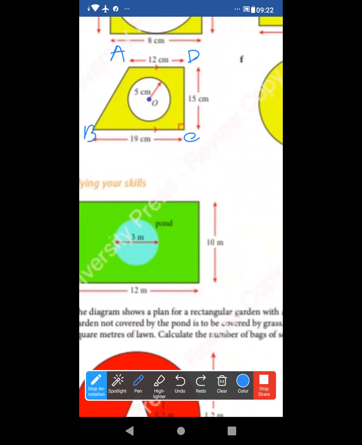Ma'am, what if it is not given as ABCD? At the time of the exam, if it is not given as ABCD, you have to name it. Yes, I told you in the last class that if you name it, it will be very easy to mention for which figure you are finding the area.